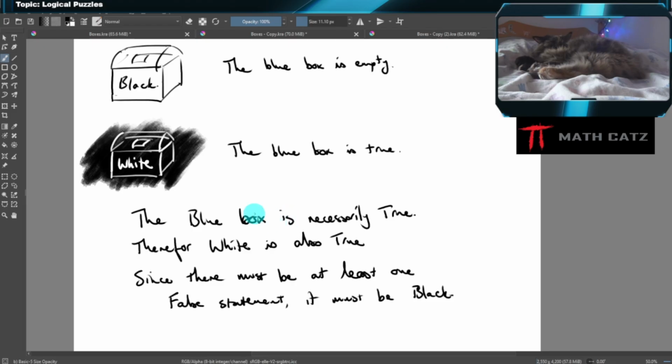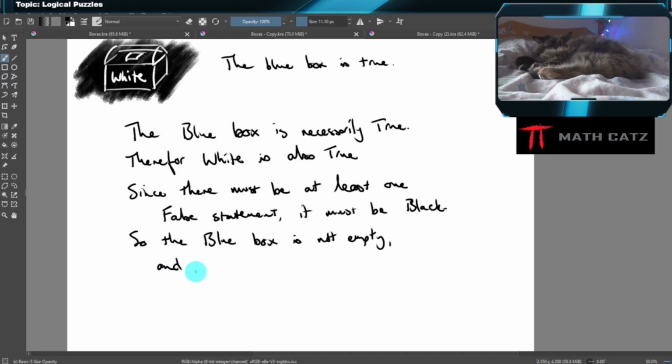Now let's look at what it says, because now we have more information before we look at its statement, and we can now evaluate that statement. It says the blue box is empty. We now know that's false. It must be false. So the blue box is not empty, and therefore contains the gems, because only one box has the gems.